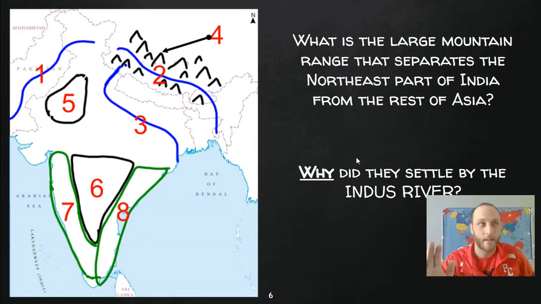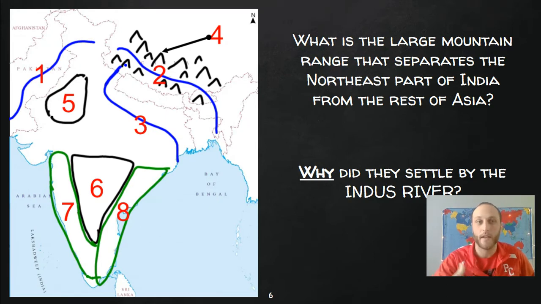We've talked about that a lot. They settled by the Indus River, which is going to be number 1 right here, because that is fertile farmland, but mostly because it flooded reliably twice a year. Just like, remember we talked about Egypt with the Nile River, that one flooded reliably as well.